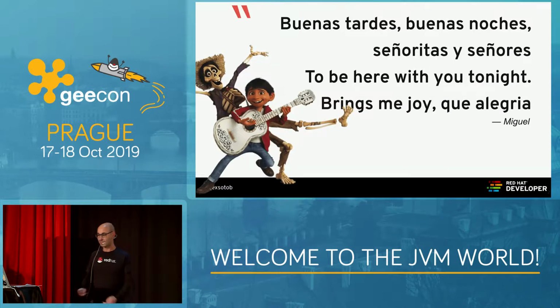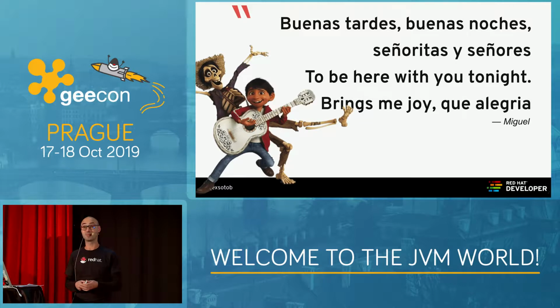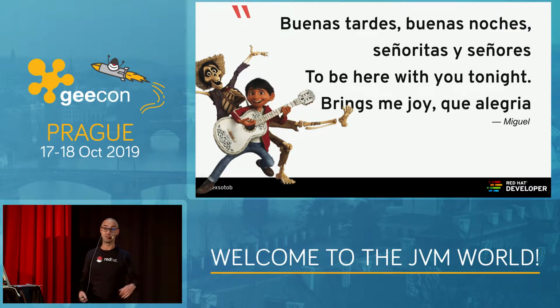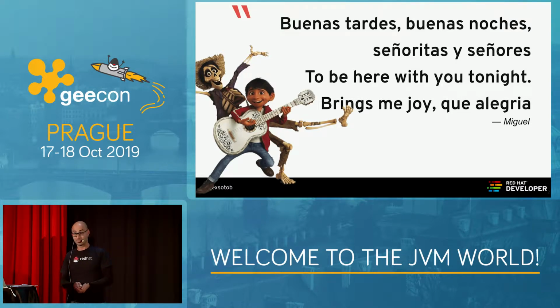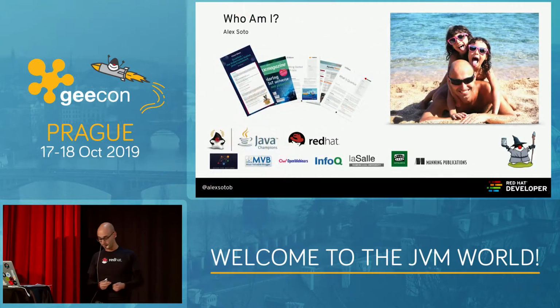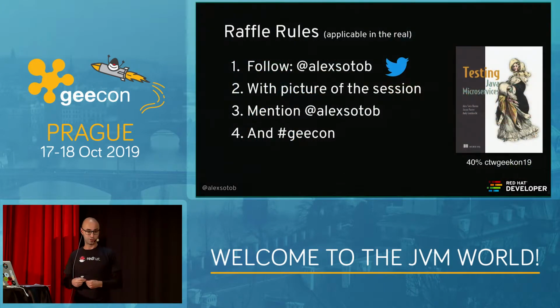Okay. Thank you very much for coming to this session about service mesh patterns, or if you will, some features that you can use in your microservices architecture if you are using Istio or service meshes in general. My name is Alex Soto. I work at Red Hat, contributor of several magazines.